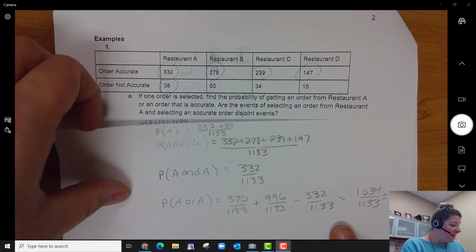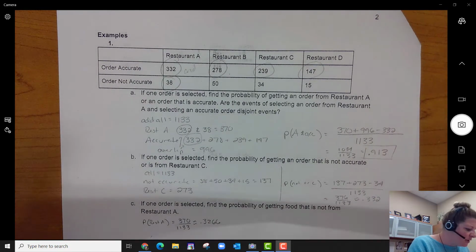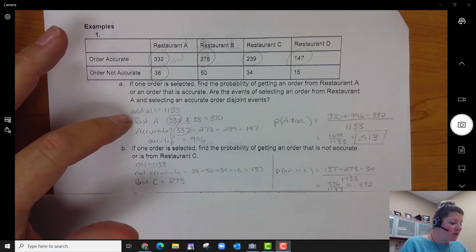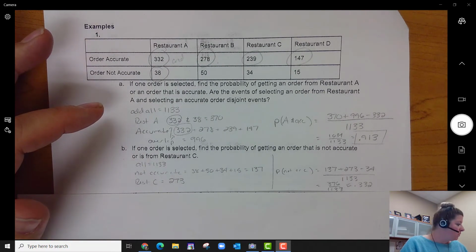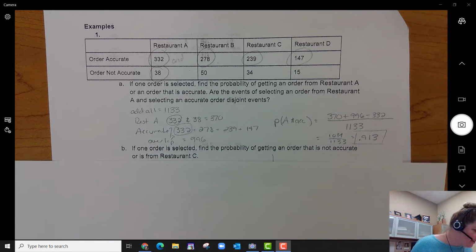Okay, so next one. So now you're going to see my work, which is totally fine. And are these disjoint events? So let's look back again. Disjoint meant there was no overlap. So they're not disjoint because there was overlap. Okay. Well, you kind of see the answer. Whoop, I want to cover it.